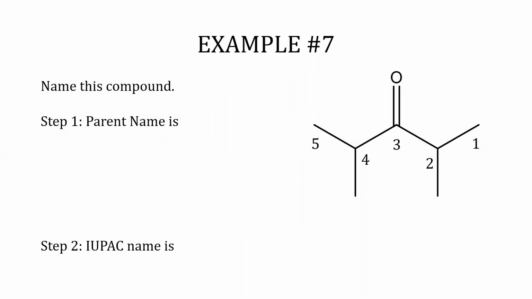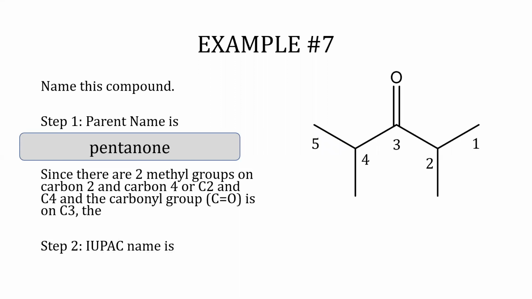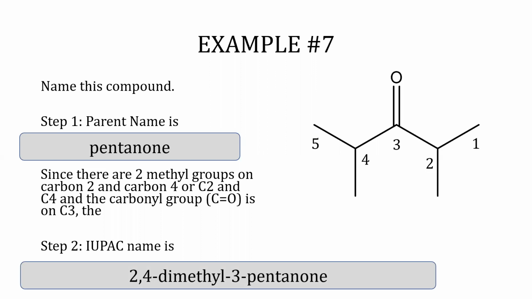Example 7 has a parent name of pentanone. There are 2 methyl groups on carbons 2 and 4, or C2 and C4, and the carbonyl group is on C3. The IUPAC name is 2,4-dimethyl-3-pentanone.